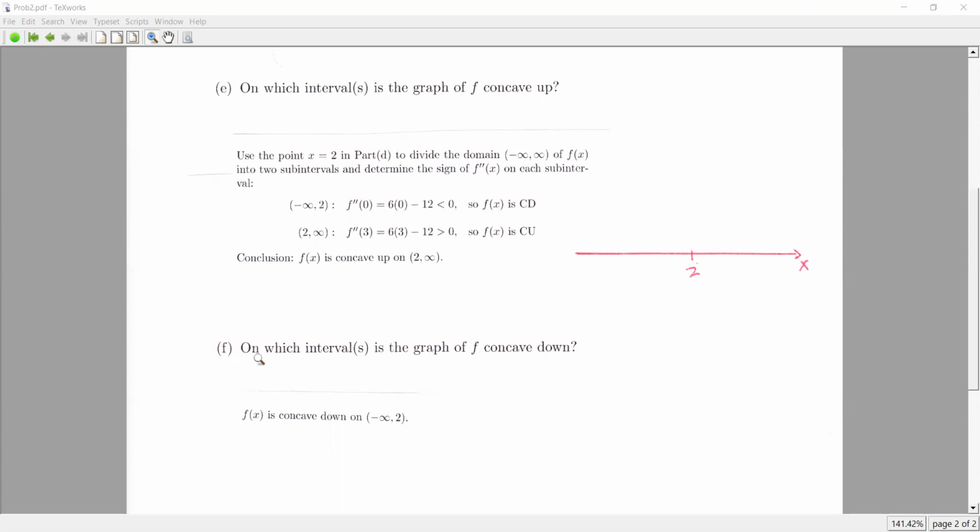Part F, on which intervals is the graph of f concave down? This question has been answered in part E. f is concave down on this interval. So f is concave down on the interval from negative infinity to 2.